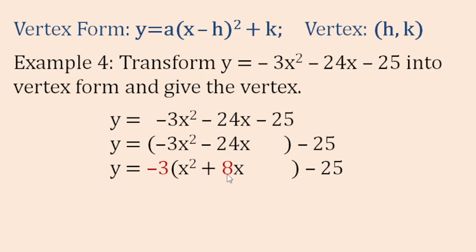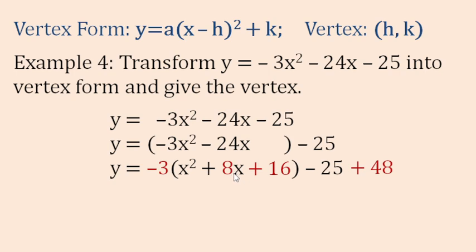Now we will complete the square inside the parentheses. Half of 8 is 4, then 4 squared is 16. So we add 16. Now again, we notice that there is negative 3 here. So negative 3 times 16 is negative 48. This means we are going to add 48 outside the parentheses.